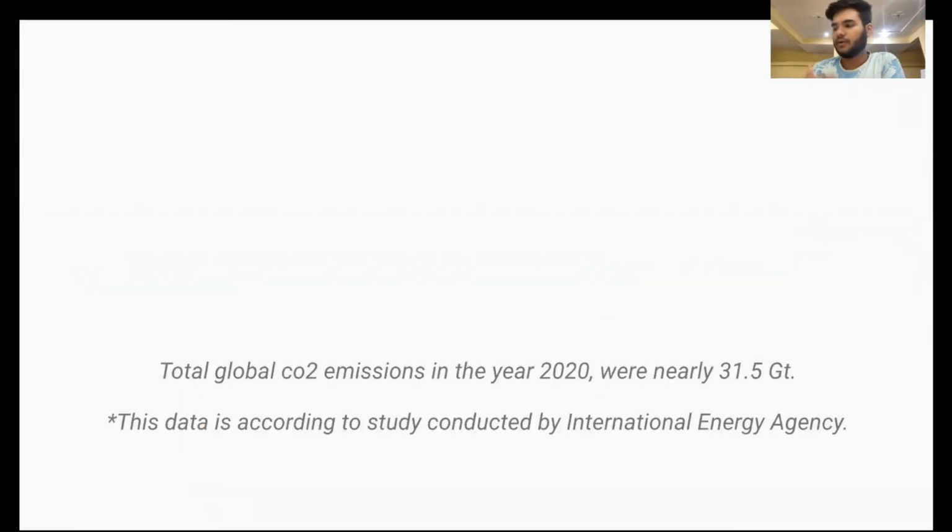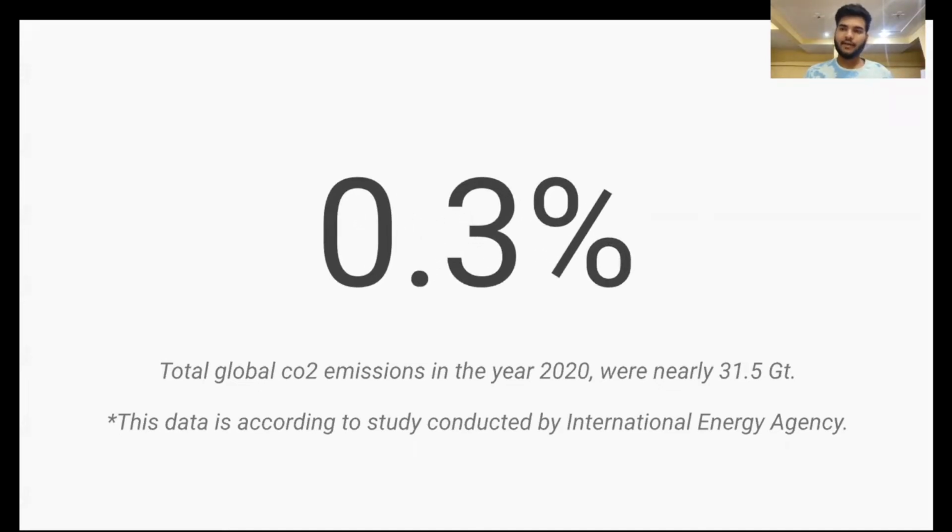Now, if you were to talk about the disadvantage of cloud computing, it is that it produces a lot of carbon emission or carbon dioxide, which leads to greenhouse gases, which in turn leads to climate change. Now, in a study that was conducted by the International Energy Agency in 2020, 31.5 gigatons of carbon dioxide was emitted around the world. That could be anything like industries, factories, cars, everything included, was 31.5 gigatons. And 0.3% of this carbon emission was from data centers itself.